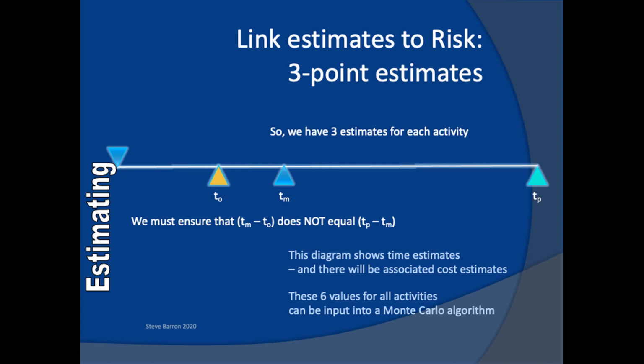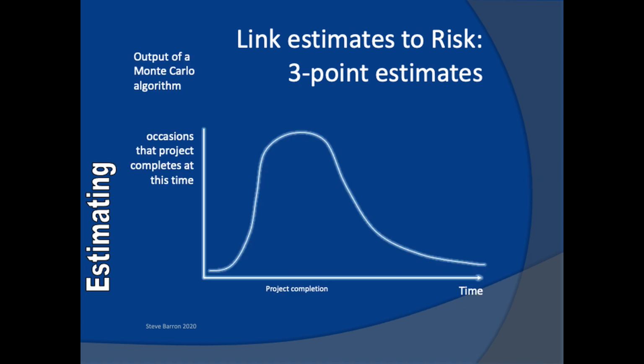The three-point estimate method suggests that we now use a statistical method called Monte Carlo to process the three sets of estimates. The assessment will produce a distribution curve like the one shown in the diagram. This curve represents the number of times identified that the project will complete at a certain time, based upon assessing all combinations of the three sets of estimates for all the activities in the project.